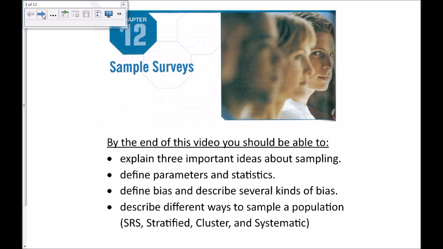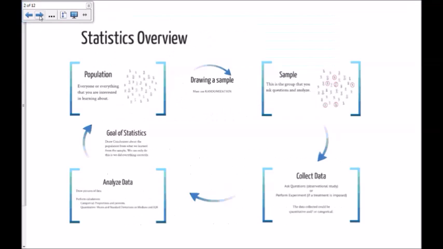And finally, you should be able to describe different ways of sampling a population. Those include an SRS, stratified sample, a cluster sample, and systematic sample. And we'll talk about what each one of those are. First, here is our overview of statistics. Okay, we start off with a population, and then we draw a sample using randomization. In this chapter, we are looking at how to draw that sample. There are several ways to draw that sample and why it's important to use randomness.